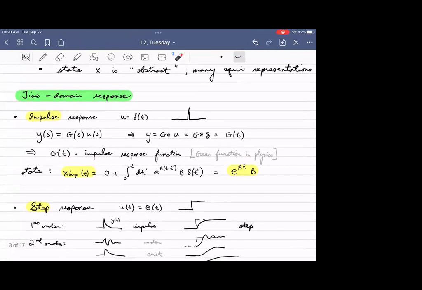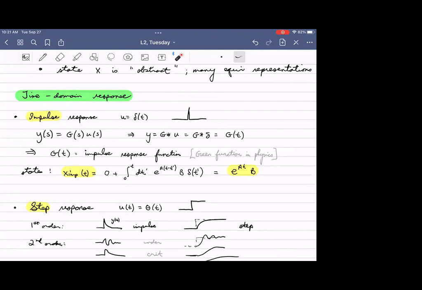Okay, we'll come back to this later on, but I just want to plant that idea. Okay, so in the time domain, some of the things that one might do are look at time domain responses. You could do it with a general input, but there are some special inputs that are useful. One of them, abstractly, is just a delta function. So you give the system a symbolic kick. So u is just some spike.